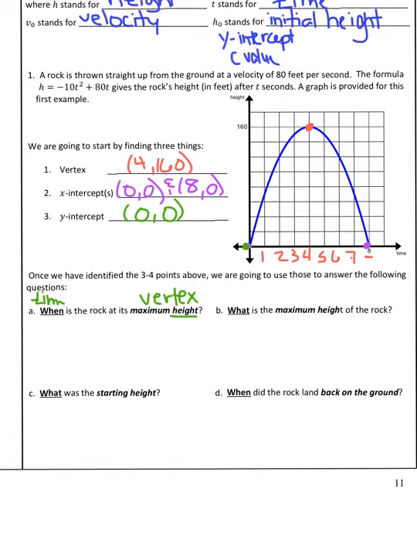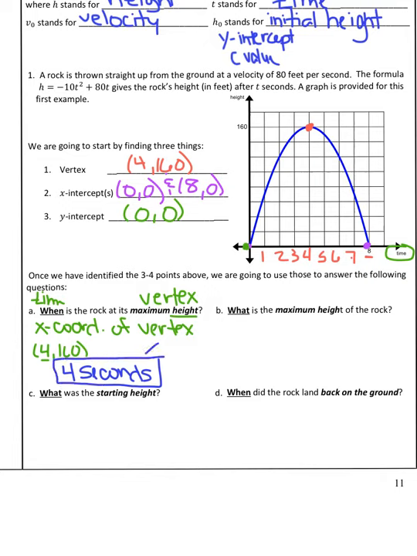So we want time. Time is right here on my x-axis. So we want the x-coordinate of the vertex. That's what we are looking for to answer this question. If we look back at our vertex, our vertex was (4, 160). So that means the answer to this question is here at 4. So the answer is going to be 4 seconds. Now, you don't need to necessarily write it in a sentence, but make sure you don't forget the units.